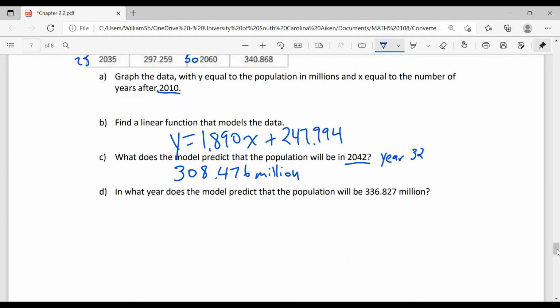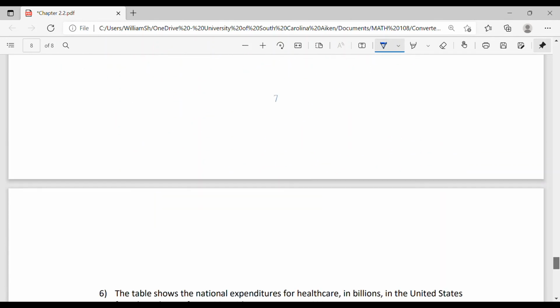D, and what year does the model predict the population will be 336.827 million? We determined that to be year 47, which is concurrent to 2057 because we're talking about years after 2010. So let's move on to the last example.